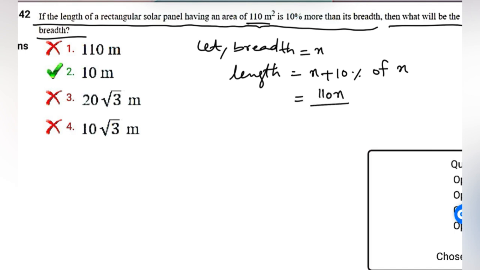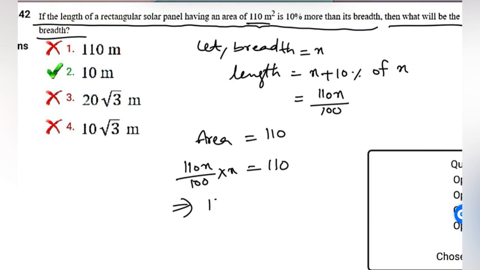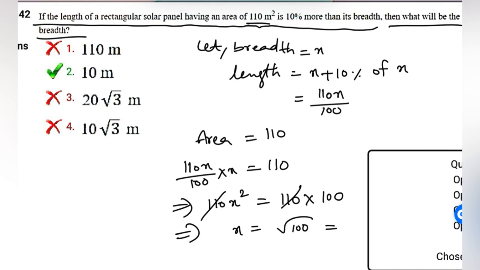110x by 100. We know that area is equal to L times B and area is given as 110. So length into breadth is equal to 110x by 100 into x, that is equal to 110, which implies 110x square is equal to 110 into 100. That implies x is equal to square root of 100, which is equal to 10 meters. So breadth is 10 meters, option 2.